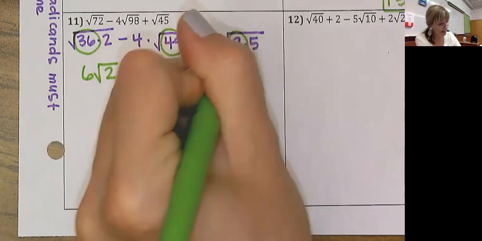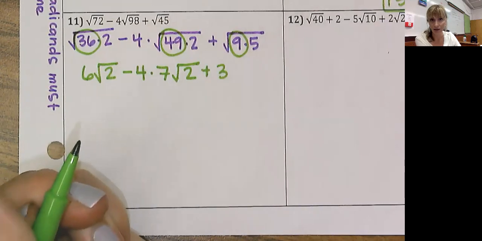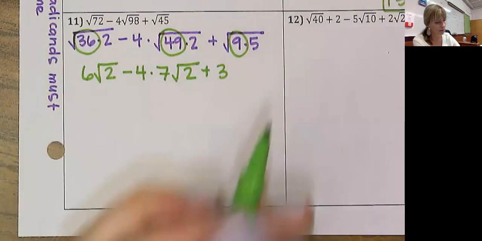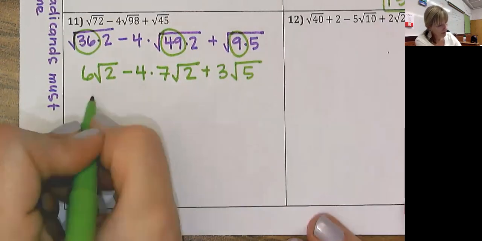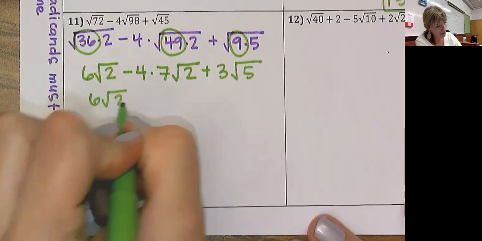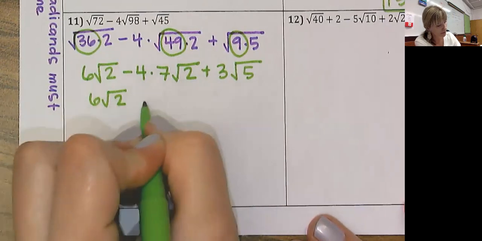Square root of 9 is 3. I actually got to square root it. It comes out of the radical. 5 has to stay inside. Okay, let's do a little cleanup right here. Didn't do anything with that. Let's multiply these coefficients.